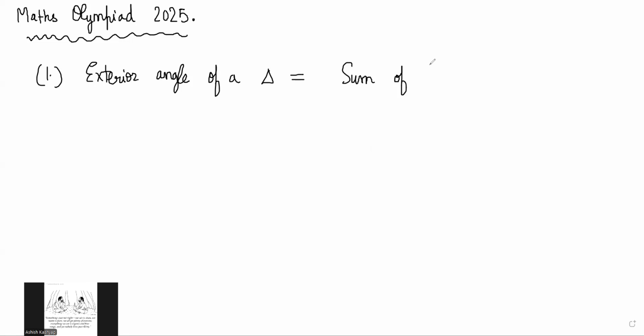So before we discuss the problems, there is a little bit of theory that you need to know. For example, the first thing that you should know is obviously that the exterior angle of a triangle will be equal to the sum of the two interior opposite angles, right?